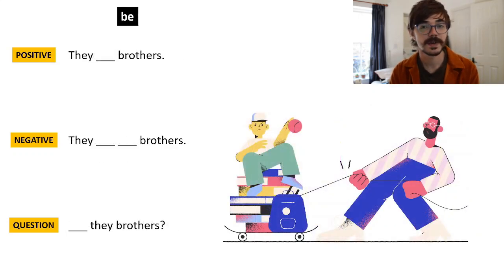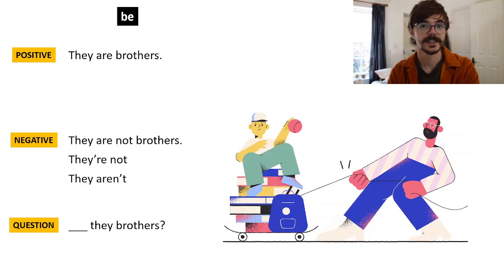So these are our last 3, and I want you to finish these sentences with the verb be. So 10 seconds, go. Time's up. So number 1, they are brothers. Number 2, they are not brothers. Or, they're not brothers. Or, they aren't brothers. Which is the most common way to express this? Number 3, are they brothers?